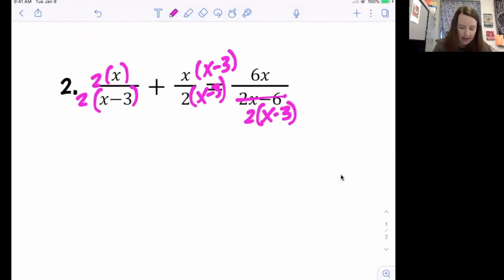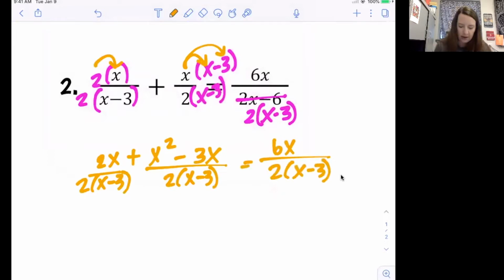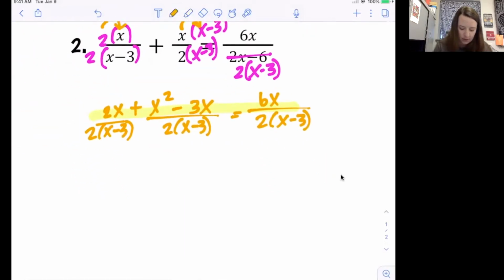So I'm going to go ahead and distribute where necessary. So this first one is 2x. This next one is x squared minus 3x. These are both over 2 times x minus 3. And then that equals 6x over 2 times x minus 3. So now that we have common denominators all the way across, we can take just our numerators and solve for x. So I have 2x plus x squared minus 3x equals 6x.